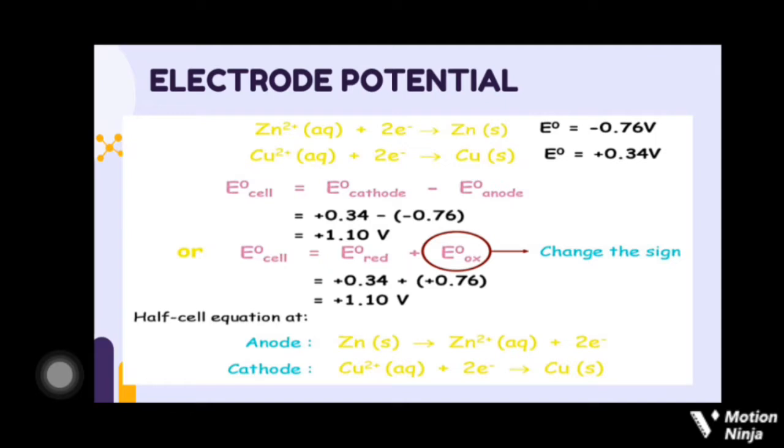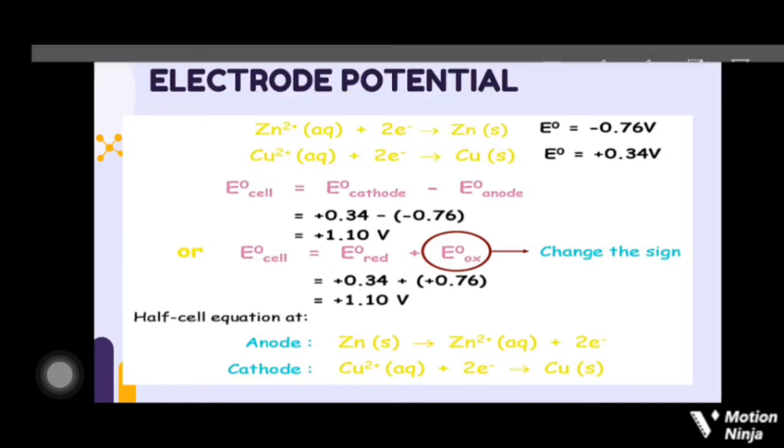Next, the cathode, which is the copper, it will remain since it is the standard state or the standard potential. Since it is the cathode or the reduction, it gains 2 electrons. So the half cell equation for the copper will become copper 2 plus aqueous plus 2 electrons will produce copper solid. I hope you get that.